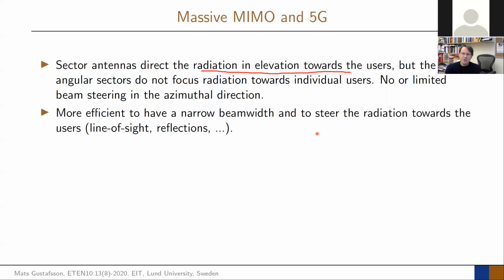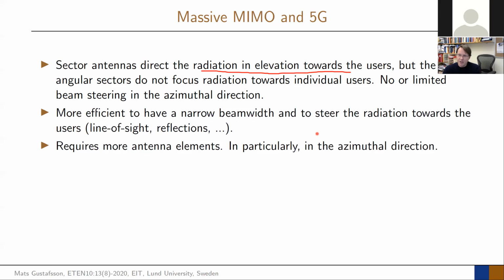So it's more efficient to have a narrow beam width. If you can really have a narrow beam width, you can control your radiation to your users. And you can use both line of sight and reflections in walls or houses. What this means is that it requires more antenna elements.